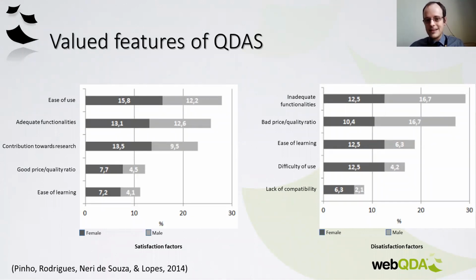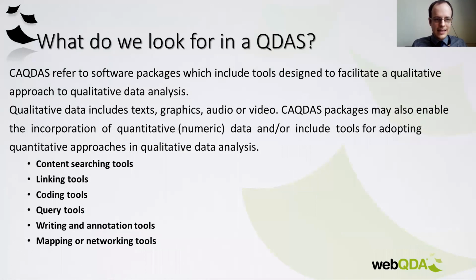Now, the frustrating points are often inadequate functionalities, bad price to quality ratio, that it's hard to learn, that it's difficult to use, and that it's not compatible with the devices that we want to use. So taking that in mind, we can say that we're looking for ways to analyze qualitative data. We need to be able to search through the content. We need to be able to code it or tag it. We need to be able to query or ask questions of our data. We need to be able to write and annotate, and we need to be able to generate maps or networking tools so we can visualize what we found.